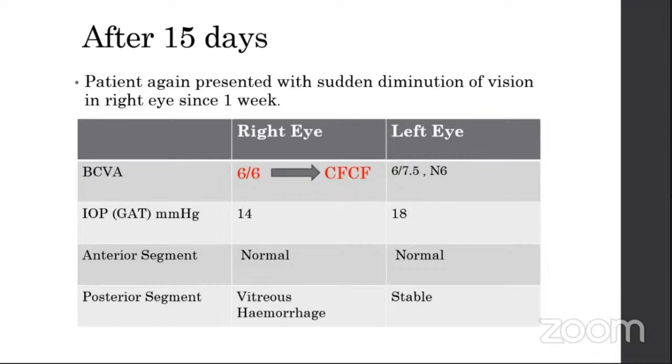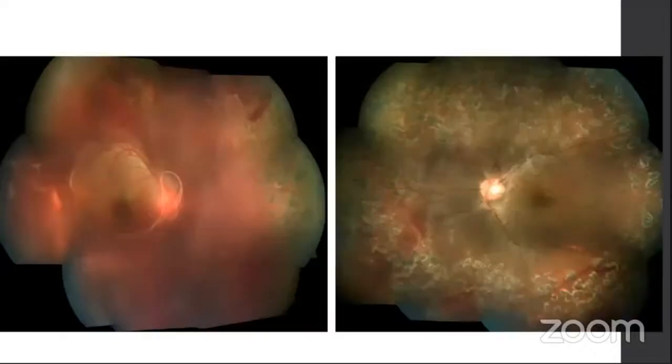And his IOP was normal in both the eyes. And on examination, right eye showed vitreous hemorrhage. So these are the fundus photographs of right eye showing vitreous hemorrhage, and the left eye was also showing some resolving vitreous hemorrhage. So we decided to treat with anti-VEGF, and we gave intravitreal ranibizumab in right eye. On next follow-up both the eyes showed resolving vitreous hemorrhage.